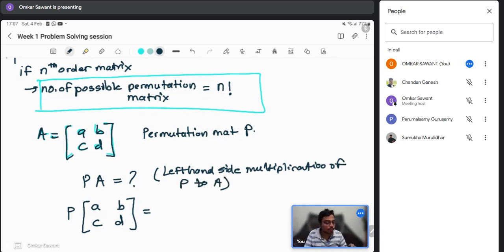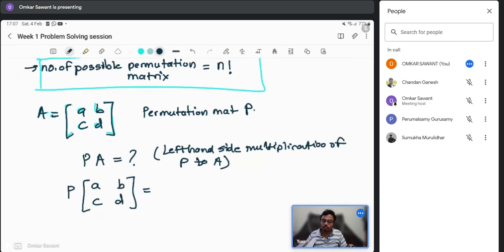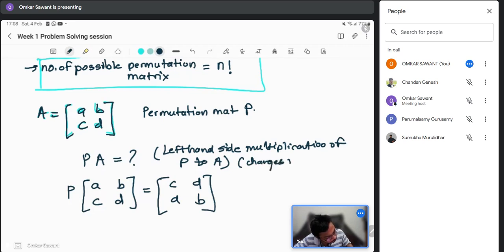So when I multiply a permutation matrix on the left-hand side, what will it do? It will change the rows, right? So what will be the result? Is this concept clear?